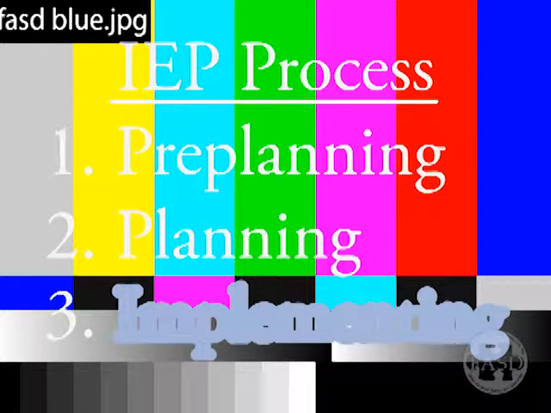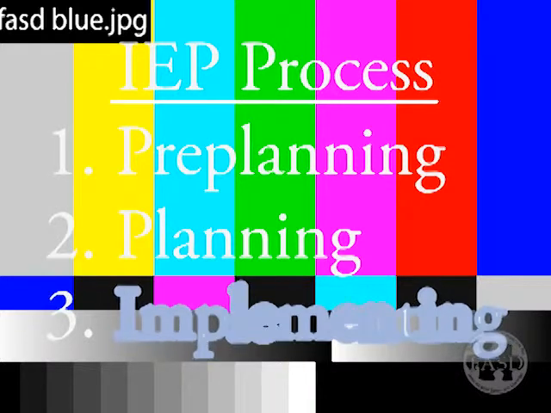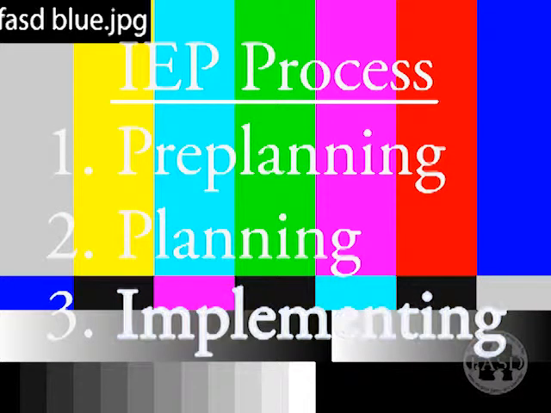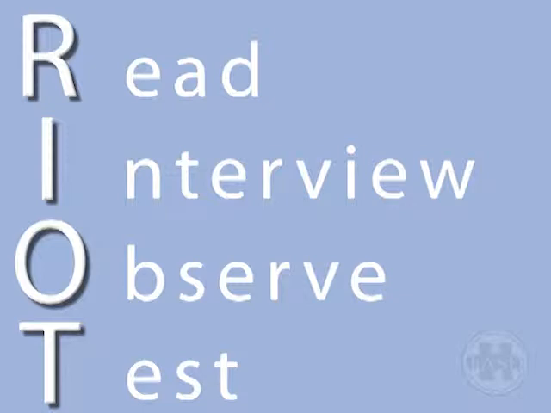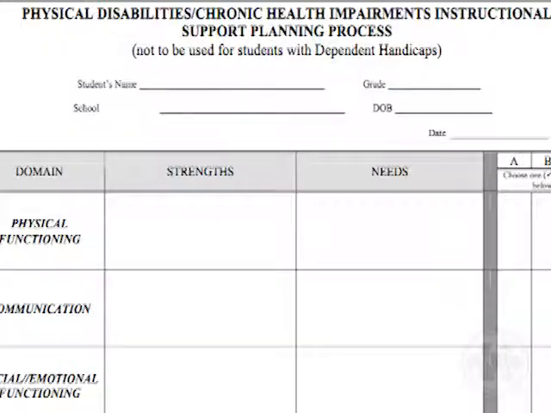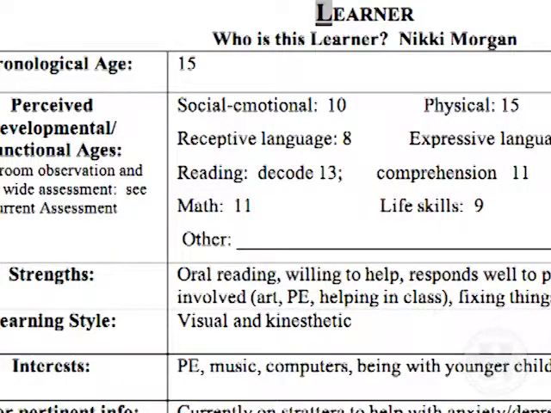The third part of the IEP process is implementing. For success, the IEP team needs to choose strategies and resources that reflect the individual strengths and needs of the learner. With Nikki, the team used Riot to gather information, the ministry's planning tool to identify areas of need, and the LEAK form to determine how best to support and teach.